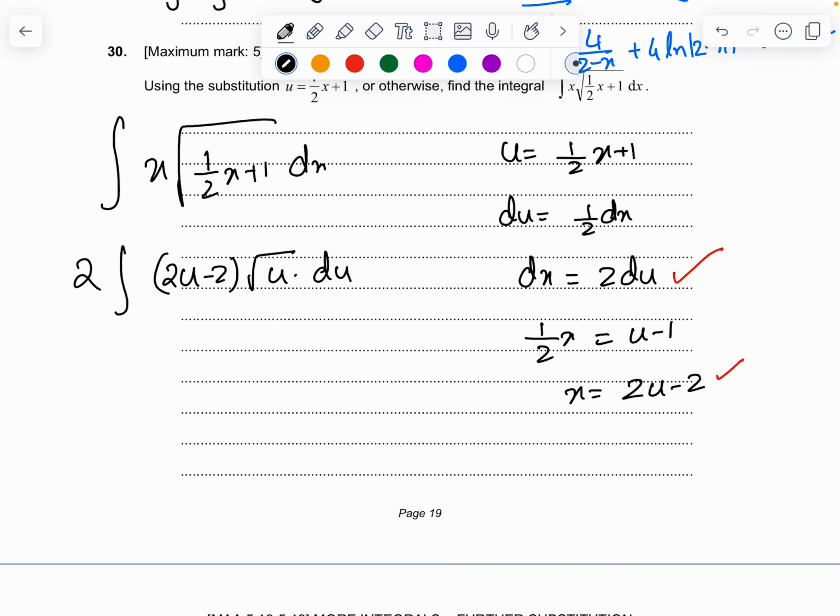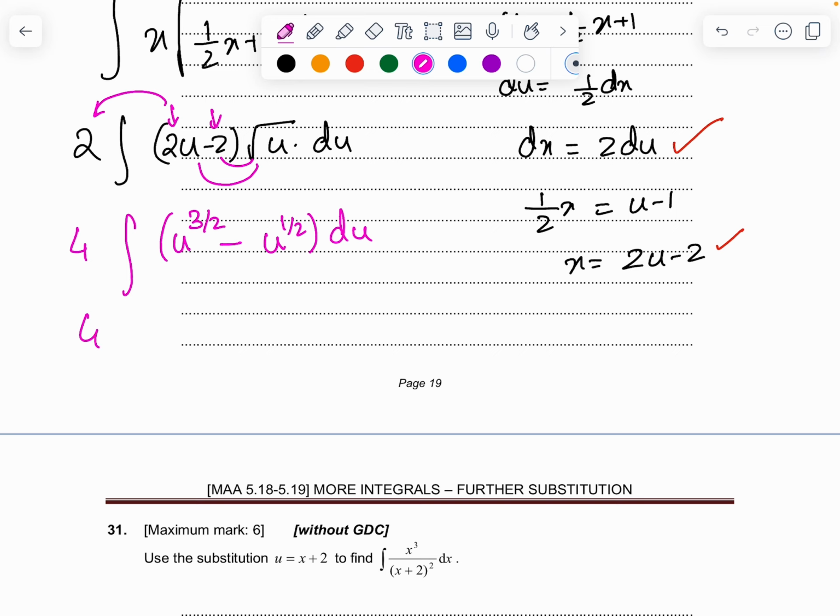So it becomes, what can I do is I can take 2 common and that multiplied with this 2 will become 4. 4 times u root 2 is u power 3 by 2. Then this is 1 times root u is u power 1 upon 2 du. So 4 times u power 5 upon 2 upon 5 upon 2 minus u power 3 upon 2 upon 3 upon 2 plus c.